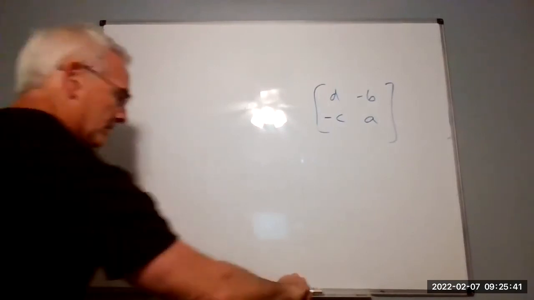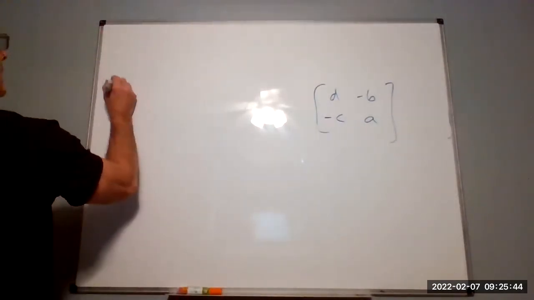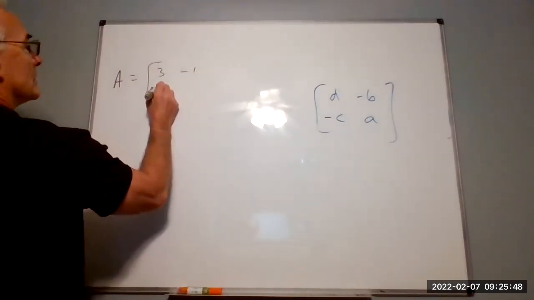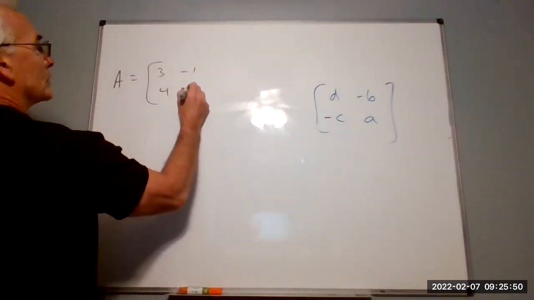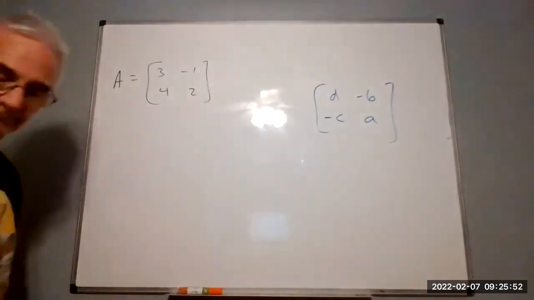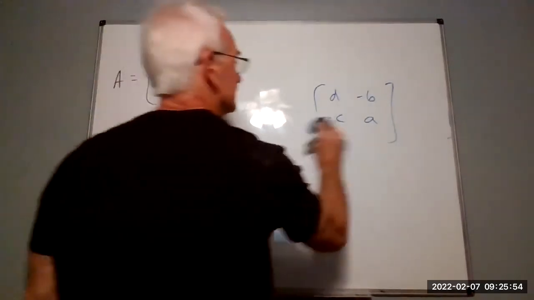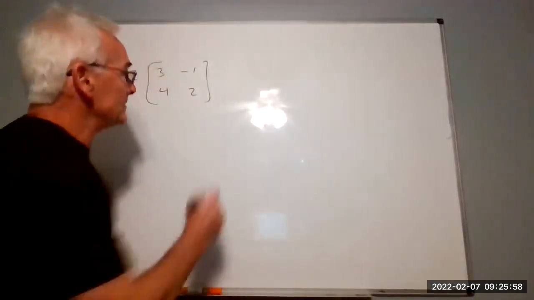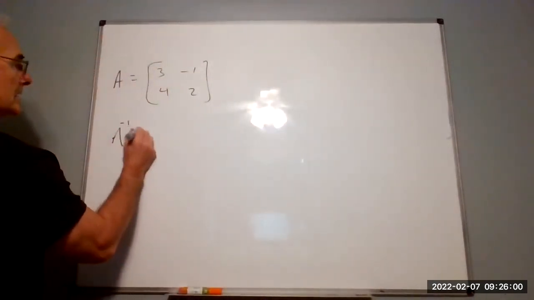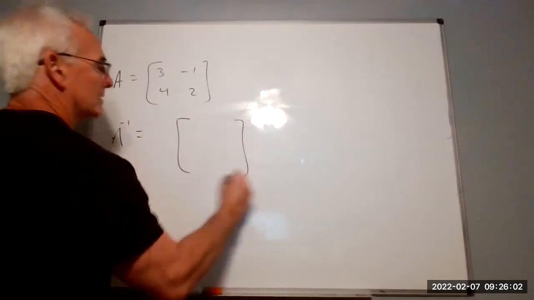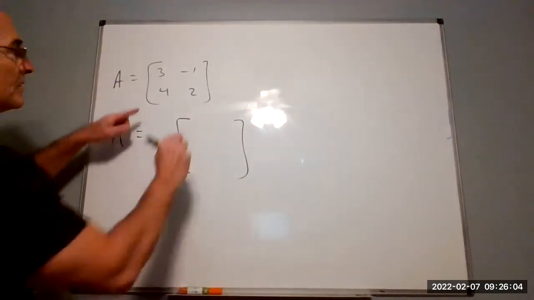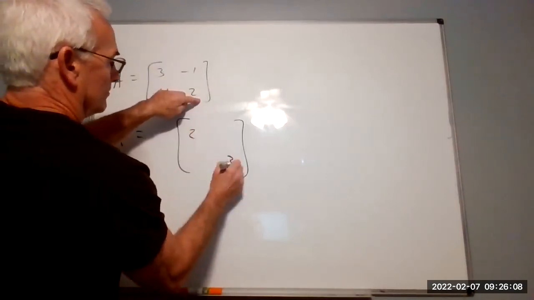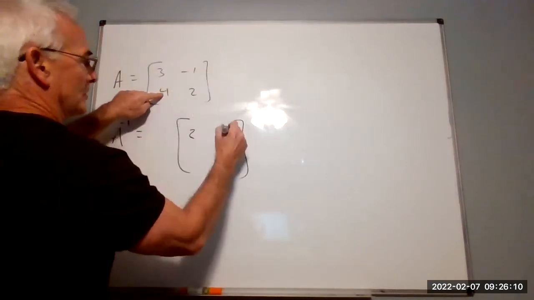So matrix A equals 3, -1, let's say 4, 2. All right. So A inverse equals, well, let's start with this. Swap those two. Change the sign on those two.